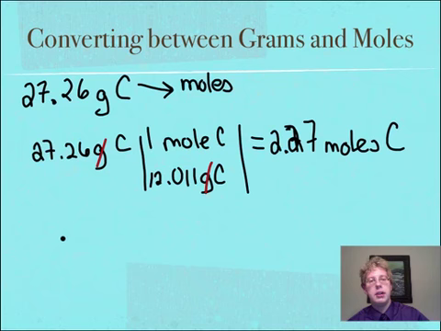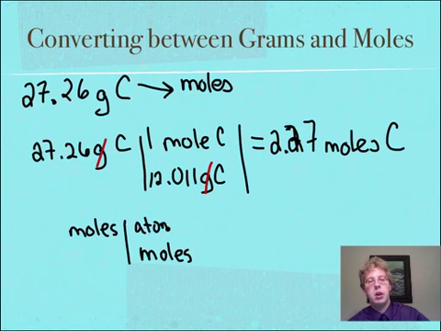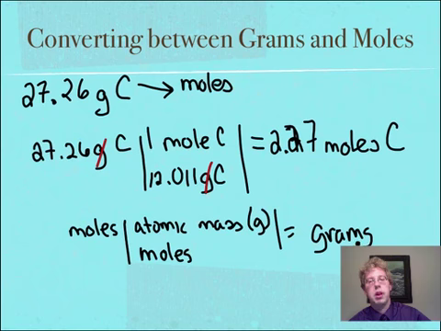If I wanted to convert from moles to grams, I would take my starting point of moles, and in 1 mole the atomic mass of what I'm trying to find. Okay, and that would give me my answer in grams. You're just going to invert your conversion factor from going from grams to moles to grams instead.